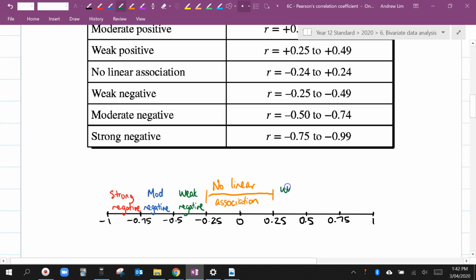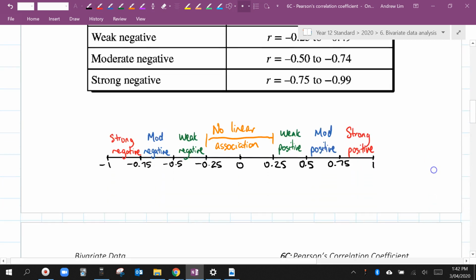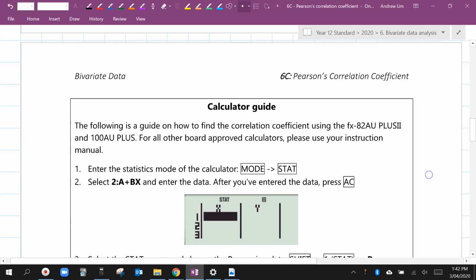Between these two, we say there's a weak positive relationship or association, moderate positive, and strong positive. Okay, so now that we sort of know how to identify the differences between weak, moderate, and strong positive or negative linear associations or no linear association, let's have a look at how to use the calculator.